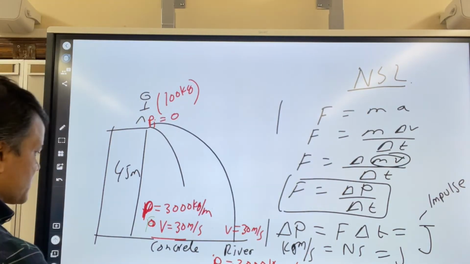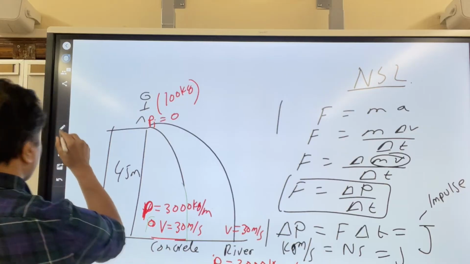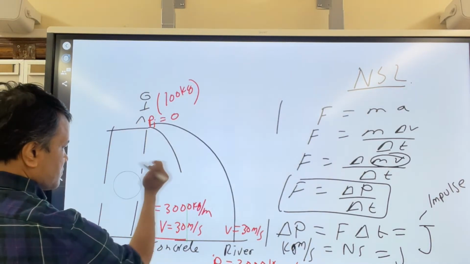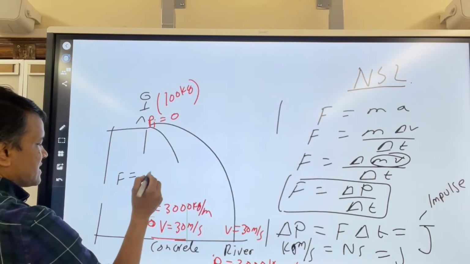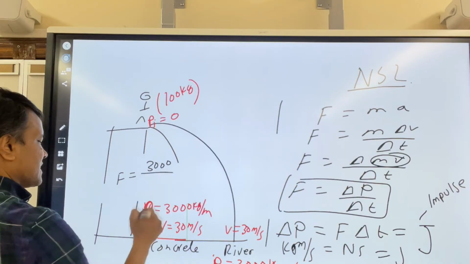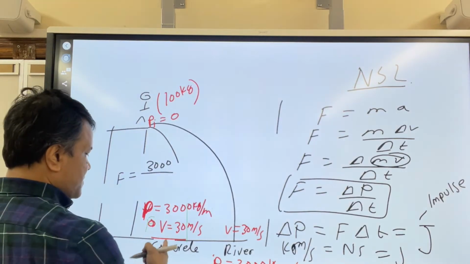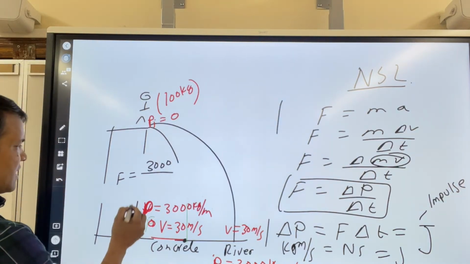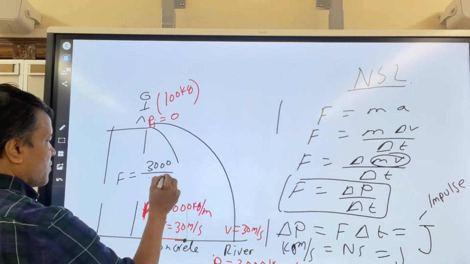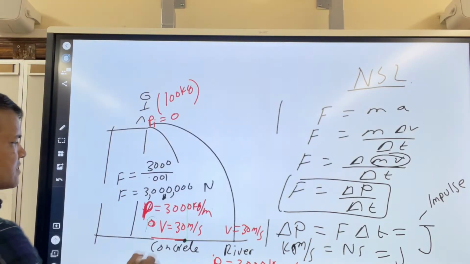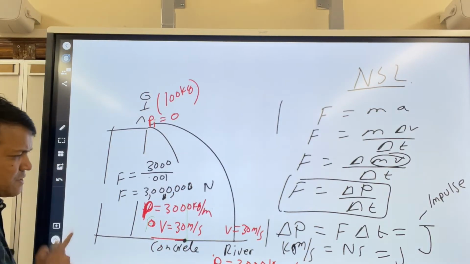So let's find the force when he hits the concrete. Force is delta P over delta T. Delta P is 3000 and delta T is, since he falls on concrete, it takes almost no time. Let's say 0.001, 1 millisecond. So the force is 3 million Newton in this case.